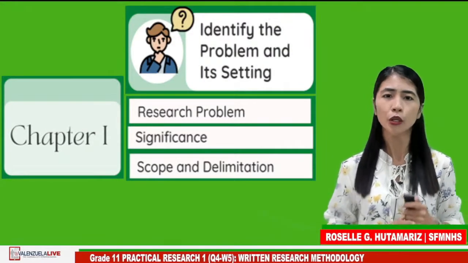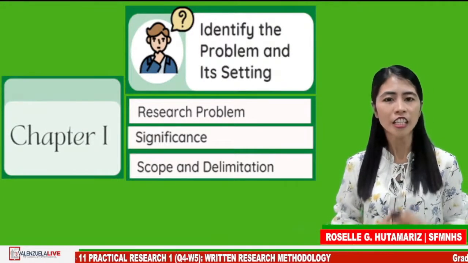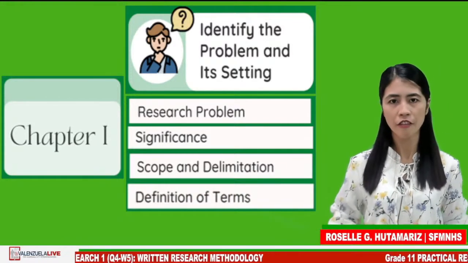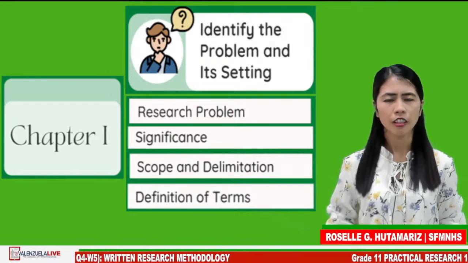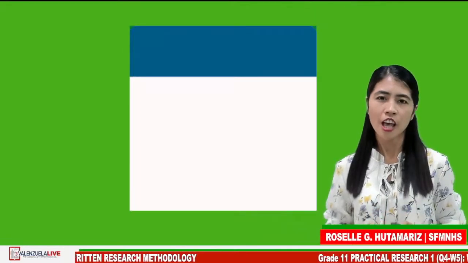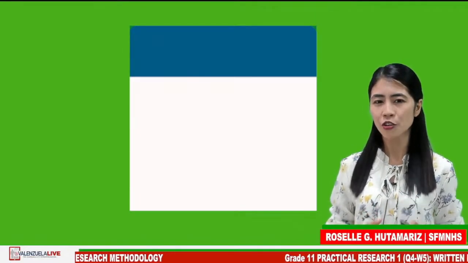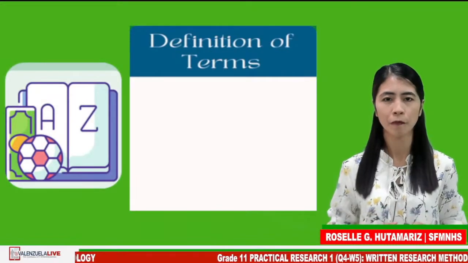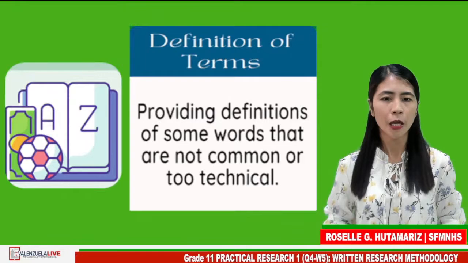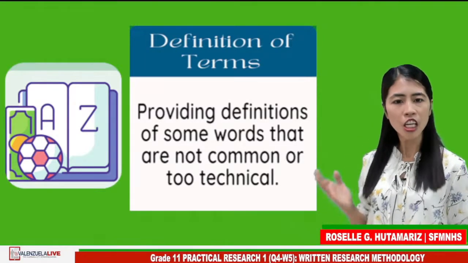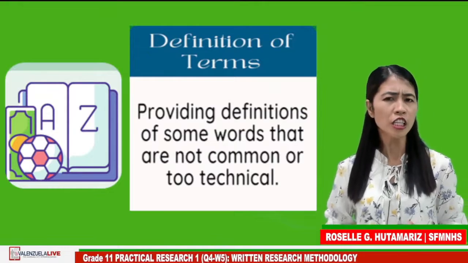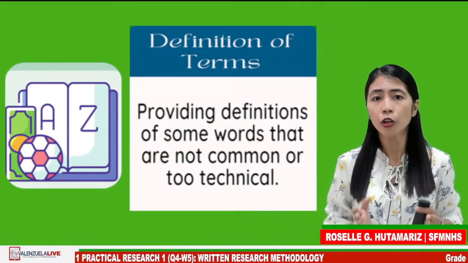One more thing you will need to consider in this chapter is the list of terms that would need to be defined. You would want to make sure that those reading your research understand the words you would be using in your paper. These may mean providing the definitions of some words ahead of time, especially words that are not common or too technical.